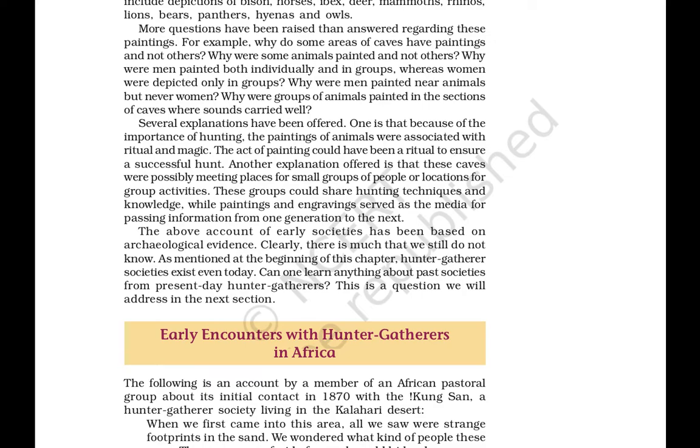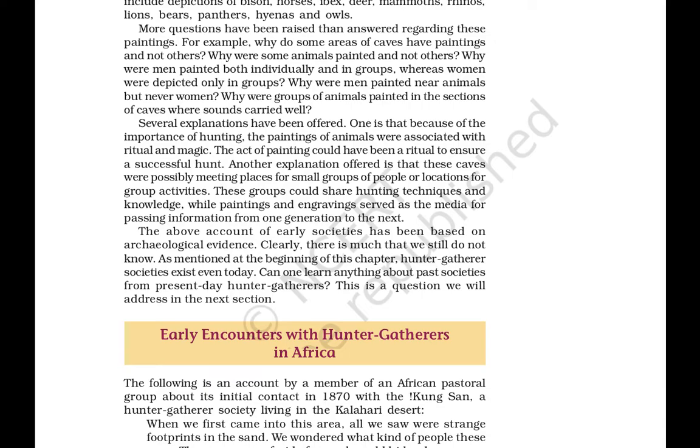Another explanation offered is that these caves were possibly meeting places for small groups of people or locations for group activities. These groups could share hunting techniques and knowledge, while paintings and engravings served as the media for passing information from one generation to the next.